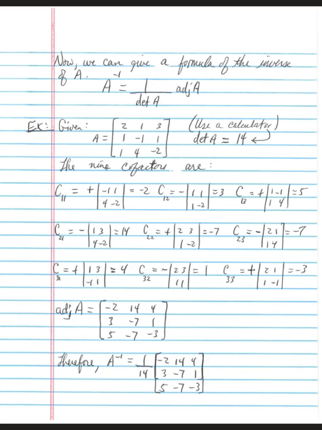Okay, so after going over cofactors and defining adjoint, we can now give a formula for the inverse of A. It's 1 over the determinant times the adjoint. Let's take matrix A. It's a 3x3. Now, I put this in the calculator just to quickly get a determinant of it, and I got 14.